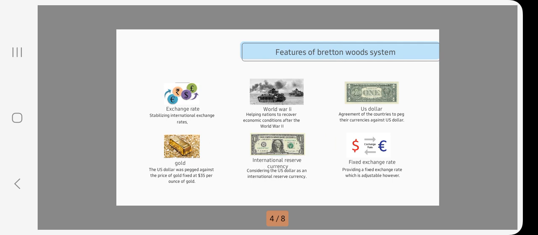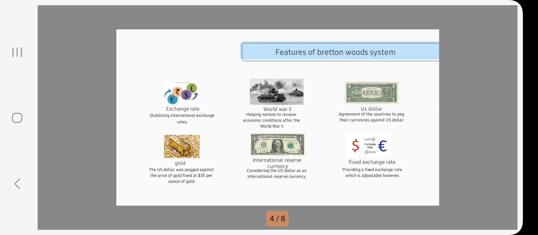The first feature of the Bretton Woods system is about the exchange rate. The Bretton Woods system aimed at stabilizing international exchange rates. The second feature is about recovering the economic conditions after the Second World War. The Bretton Woods system was meant to help the nations to recover the economic conditions after the Second World War.